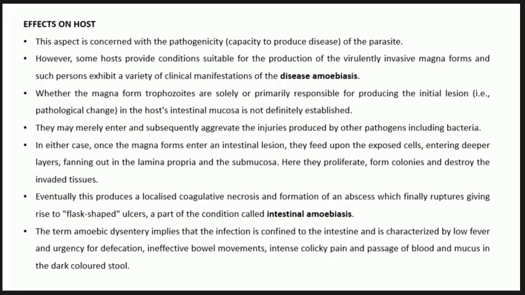So what exactly happens, or what symptoms does a person show? Some hosts provide conditions suitable for the production of the virulently invasive magna form. So after entering some hosts, magna formation starts directly along with the minuta, and such a person exhibits a variety of clinical manifestations, and that disease is called amoebiasis.